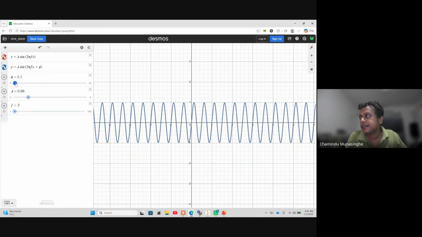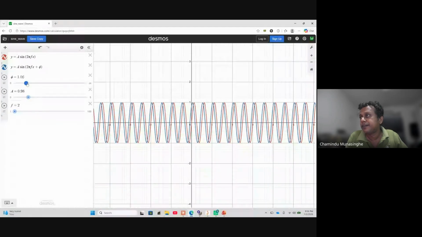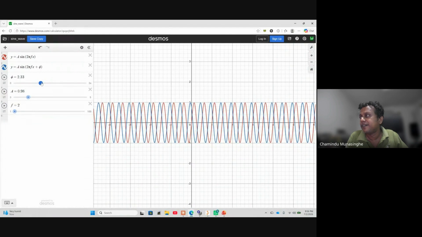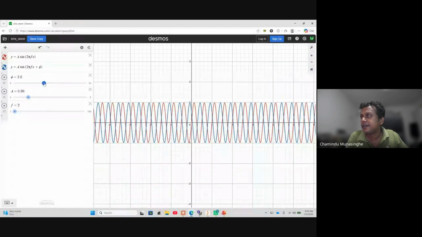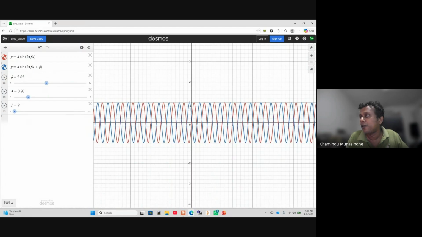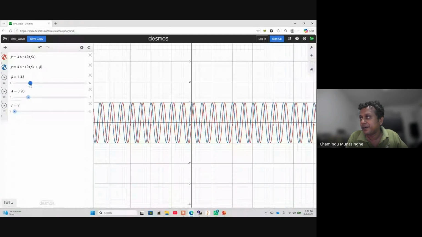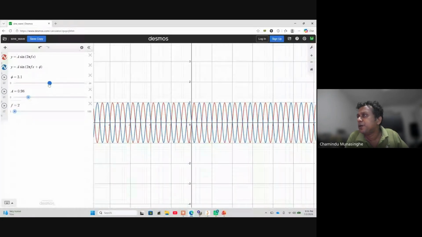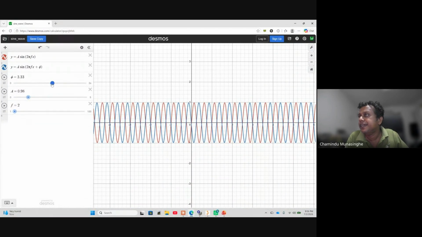And let's try to increase this. So the blue signal is the second one. Now when you increase this, what happens is that the signals go out of phase. So basically this phi is in radians. Now you see that this blue signal leads the red signal by this certain angle.